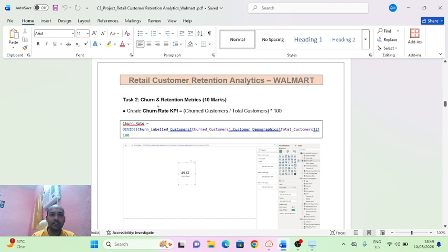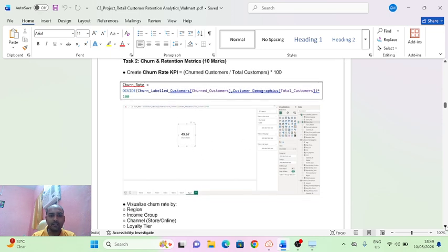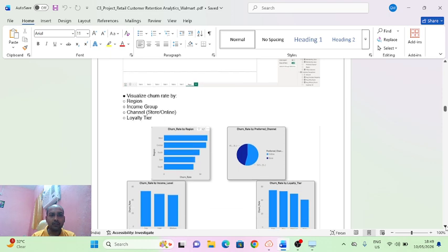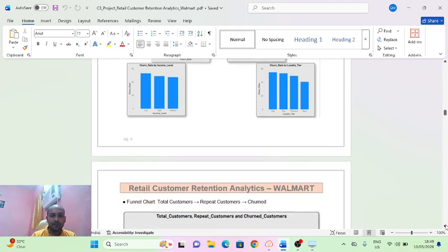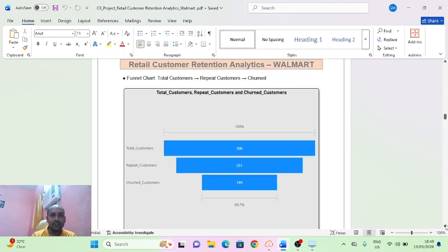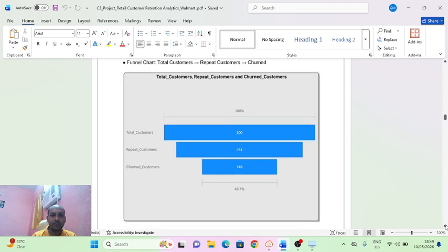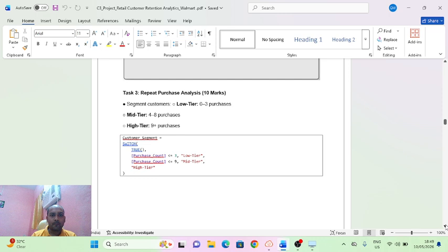I have calculated the churn rate KPI through the DAX formula and also visualized the churn rate. Then after that, I have visualized the churn rate by region, by income group, by channel like store, offline or online channels, and through the loyalty tiers. In the funnel chart, I have described the total customers, repeat customers, and the churn customers. Then the repeated purchase analysis, I have calculated through the DAX formula.